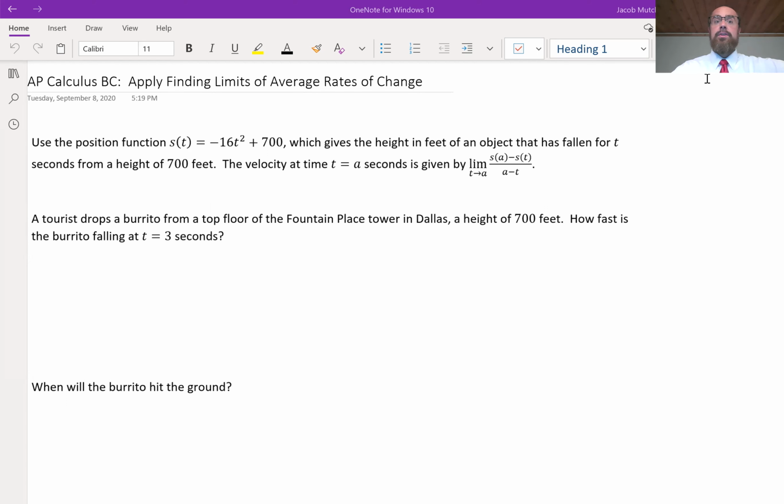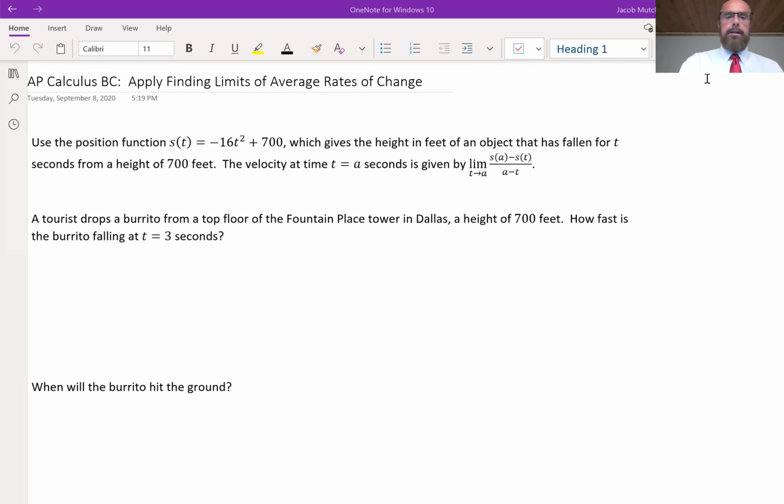So the specific scenario is that a tourist drops a burrito from a top floor of the Fountain Place Tower in Dallas, which is a height of 700 feet. The question we want to answer at first is how fast is the burrito falling at time equals 3 seconds? So we want to begin by just creating our average rate of change fraction.